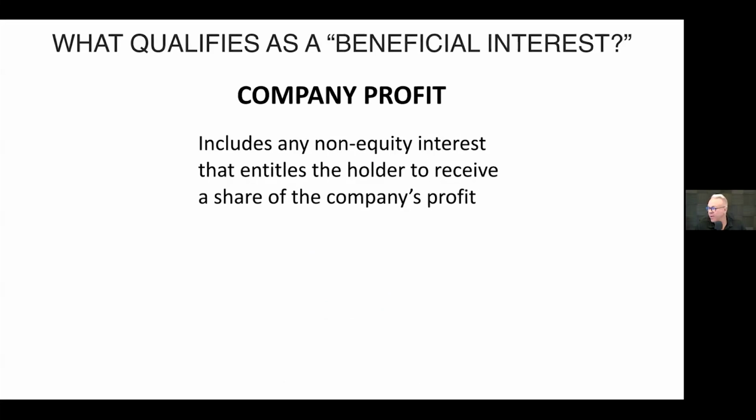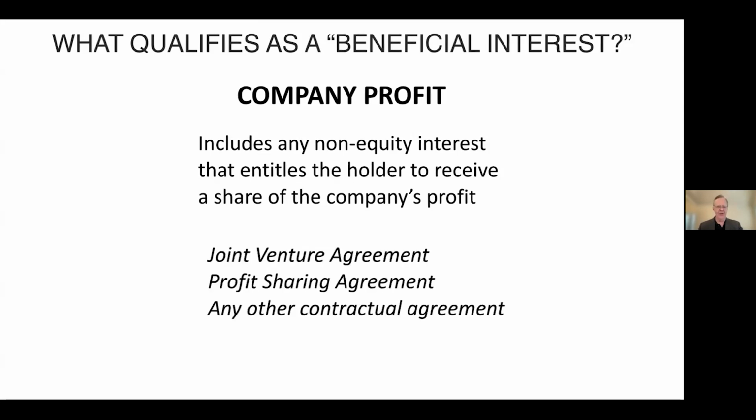So someone who's receiving profit from the company could be a beneficial owner. In other words, you don't have an equity interest. You don't own 25% or even 20% or any percent. You have no equity ownership at all. But nevertheless, you have a side agreement that says you're going to receive some of the profits of the venture. That could be a joint venture agreement, a profit sharing agreement, or any other contractual agreement, which shows that you're supposed to receive income from this property or this venture, even though you're not a shareholder.